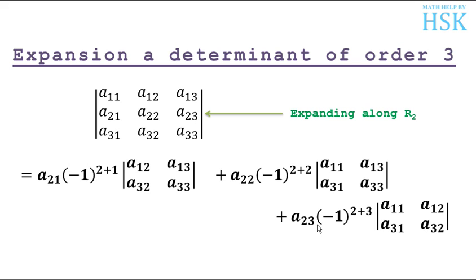And the third term would be a23, the third element of the second row, into minus 1 to the power of 2 plus 3, because the element is located in the second row and the third column, and into the determinant obtained by removing the second row and the third column, that is a11, a12, a31, a32.